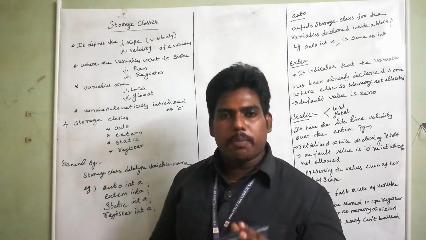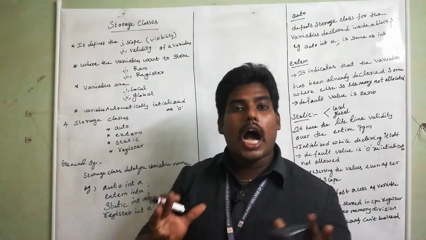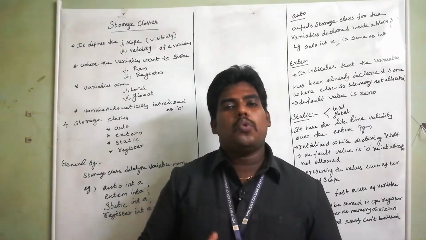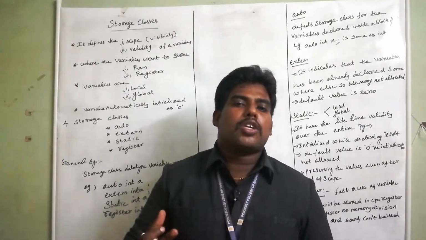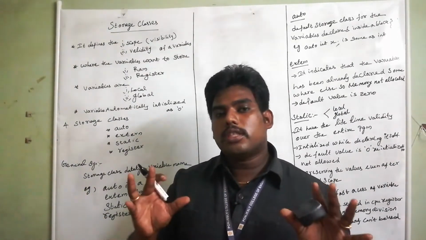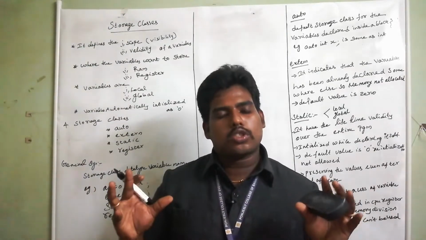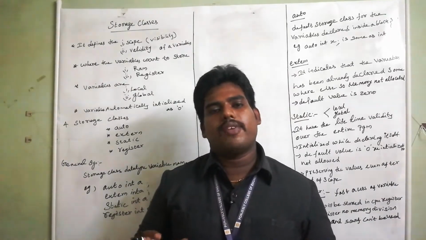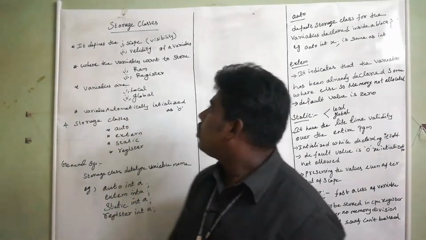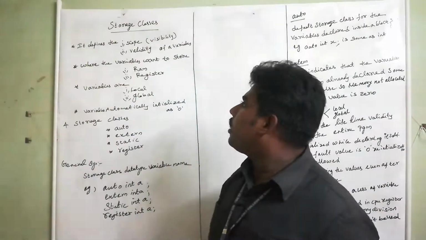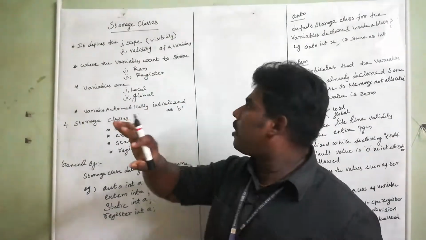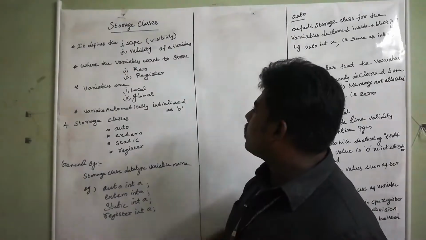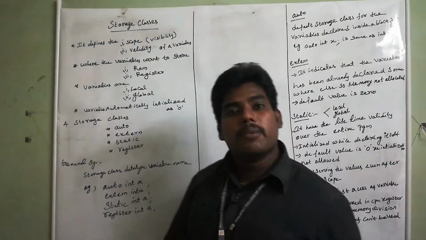The second important purpose is validity: how long the particular variable is present in the memory, how long we are able to use the particular variable for storage purpose. These are the two main important things. First one is scope and the second one is validity or lifetime of the variables. So storage classes are used to determine the scope and the validity. The second purpose of storage class is where we want to store the variables.